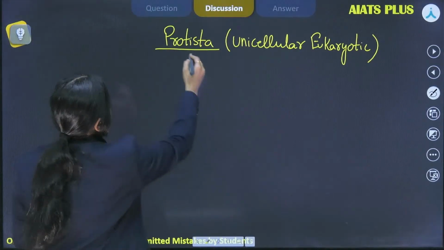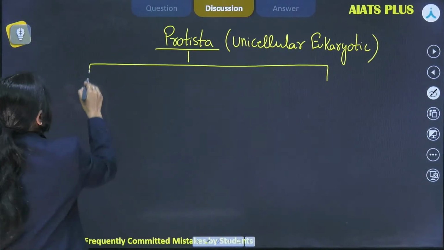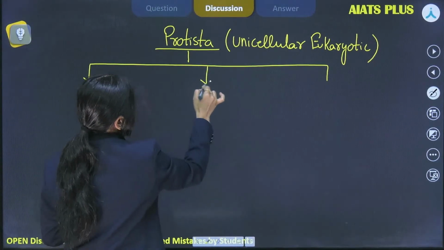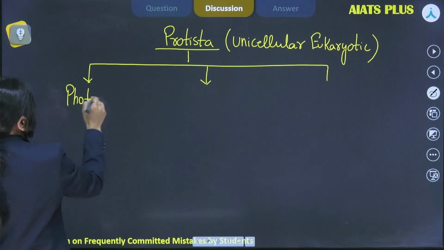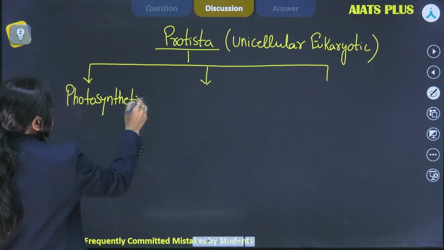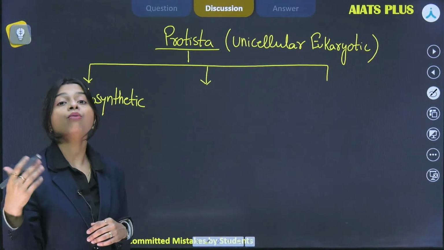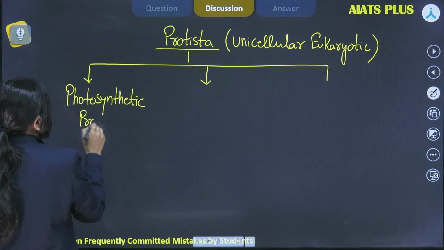Now kingdom Protista is divided into three categories, right? The first one is of photosynthetic protists. Right, that means these will be performing photosynthesis, they will be preparing their own food in the presence of light, so they are the photosynthetic protists.